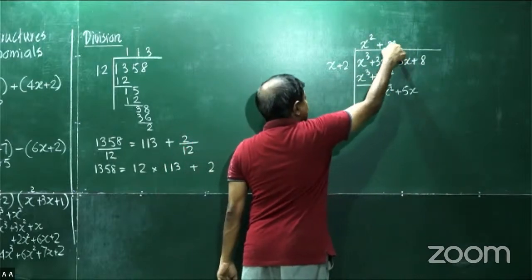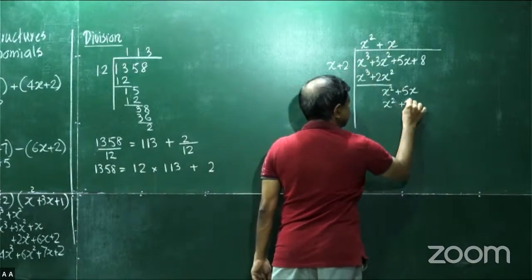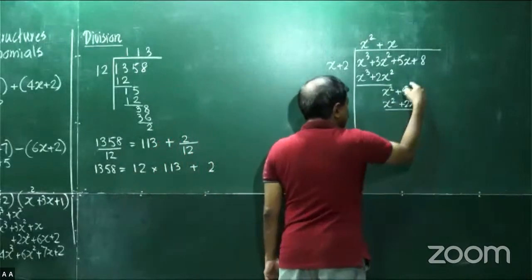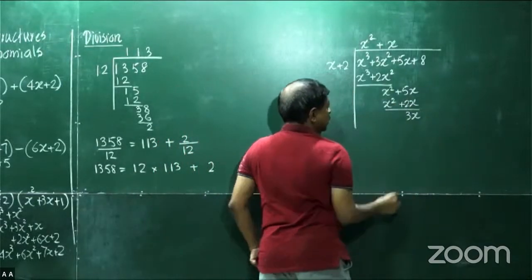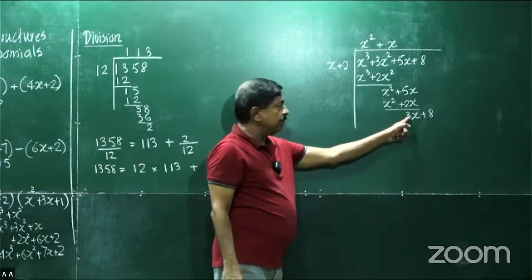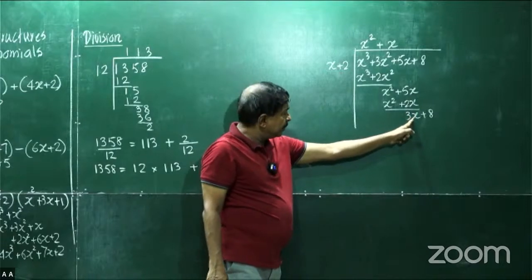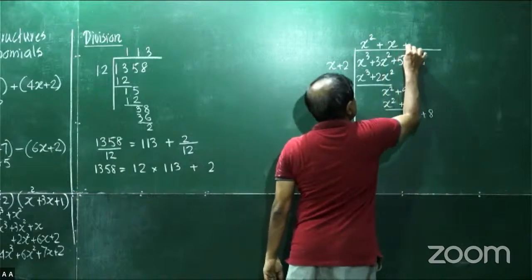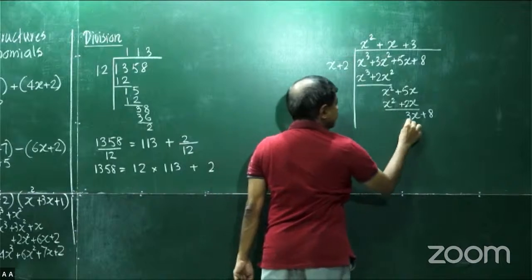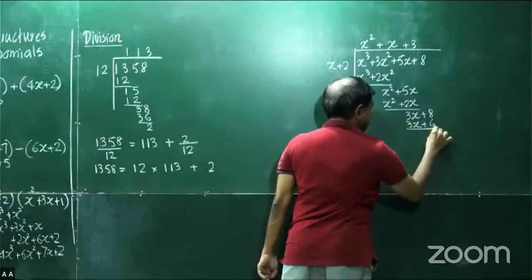Now, with this x, you multiply x times x, x squared, x times 2, 2x. Now, subtract, you get 0, and this is 3x. Bring this 8 down. Now, for this one, this is the leading term, 3x. Divide 3x by x. You get 3. Now, multiply 3 times x, 3x. 3 times 2, 6. Remainder is 2.